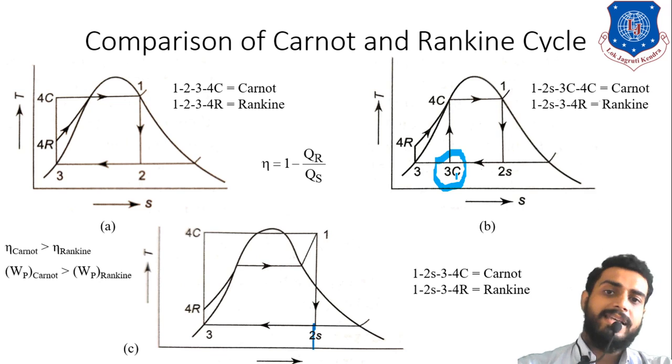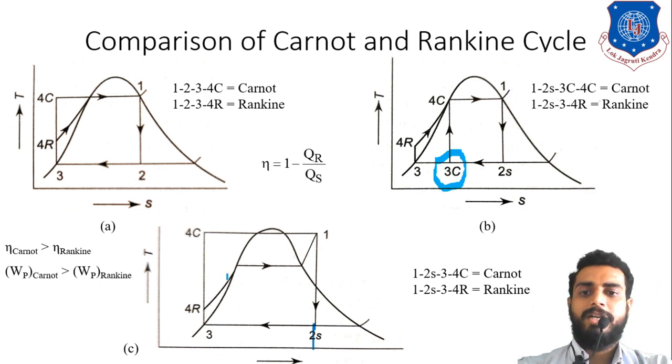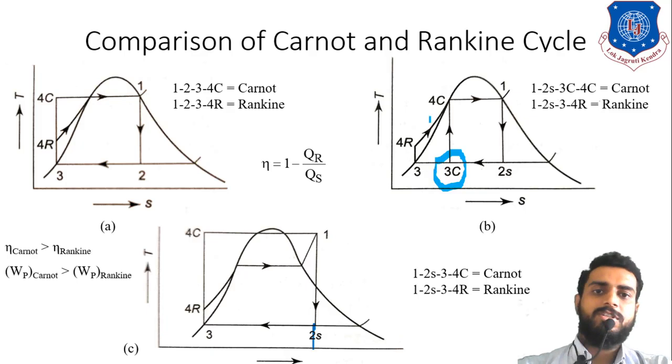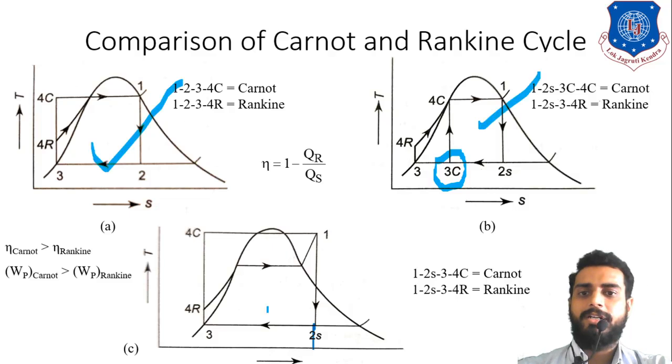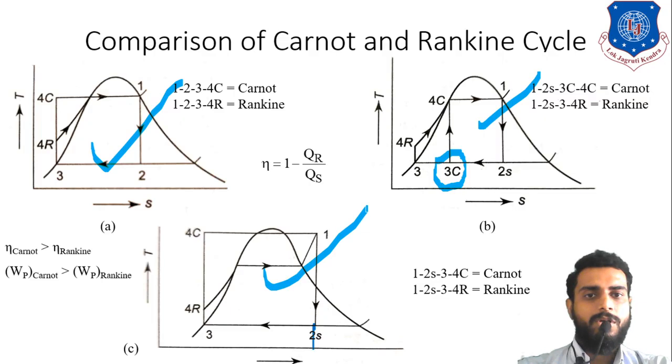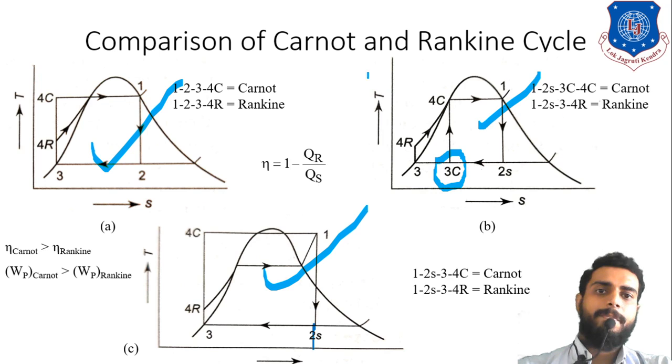The Rankine cycle is somewhat practical, but in diagrams A and C this will not be the case. These might be the possible cases. The Carnot cycle may be like this, it can be represented like this also, or it can be represented like this also. So the comparison is done for various different possible cases.